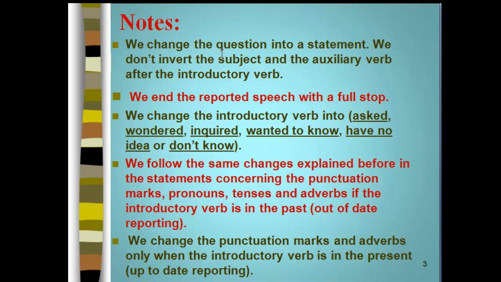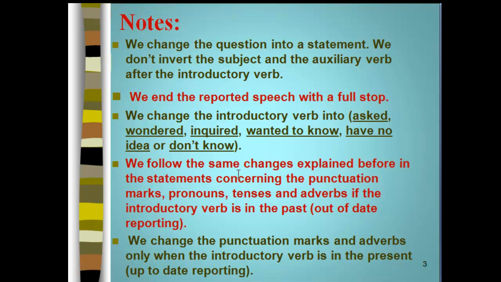Note that we change the question into a statement. We don't invert the subject and the auxiliary verb after the introductory verb. This is very important. You have to change the question into a statement. We end the reported speech with a full stop. Don't use a question mark. We change the introductory verb into asked, wondered, inquired, wanted to know, have no idea, or don't know. All of these are introductory verbs.